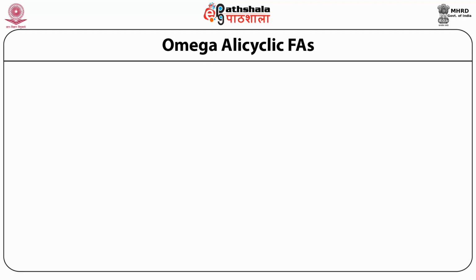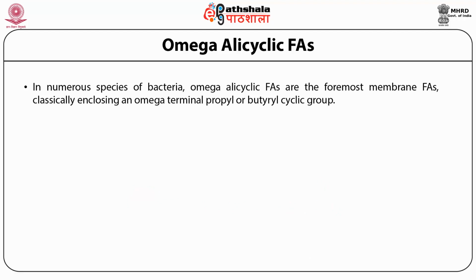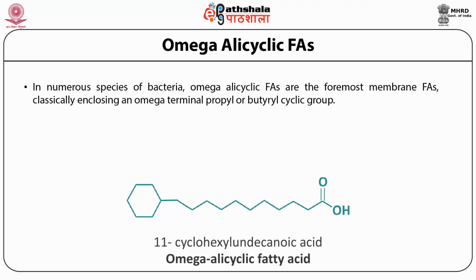Omega alicyclic fatty acids. In numerous species of bacteria, omega alicyclic fatty acids are the foremost membrane fatty acids, classically containing an omega terminal propyl or butyryl cyclic group.